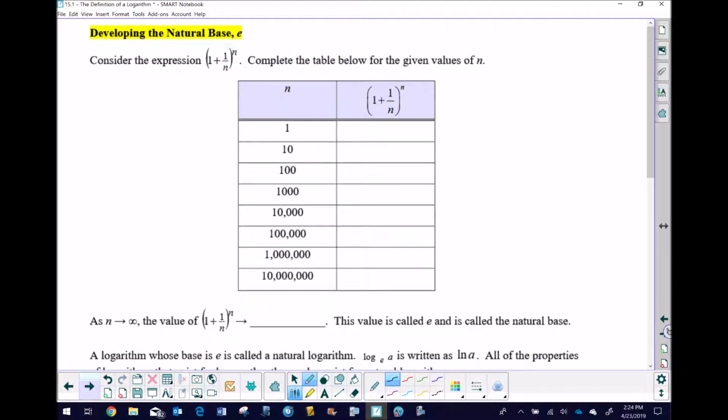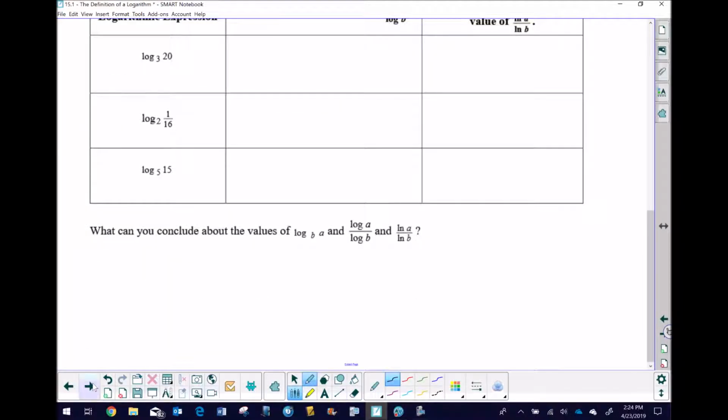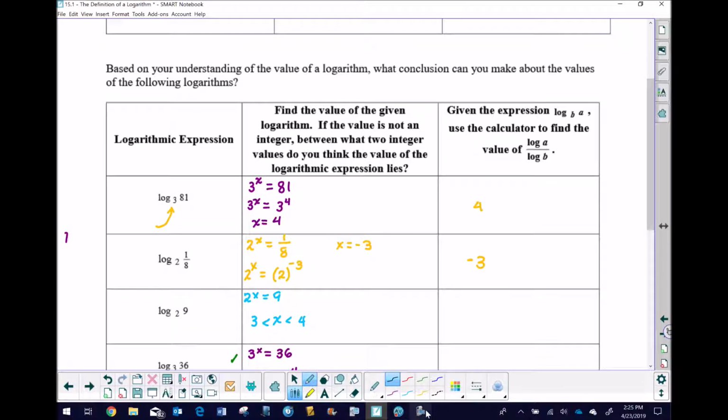Now, I'm going to stop this video here, and I invite everyone to tune into the next video, which will be entitled Developing the Natural Base of e. I'm going to talk about this brand new number called e, and we'll finish up these notes and move into the last example where students will actually solve logarithmic equations, which is really the main focus of this particular lesson. Really what I want everyone in my class to be able to do is what you see here in example 3, because it's a very important part of your math development. But for now, I will see you next time. Hopefully this helps.